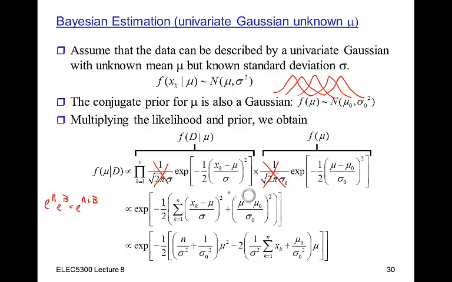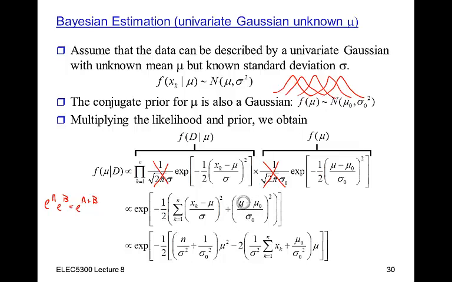Now when I expand this out, because I'm only interested in terms that contain mu, I don't have to worry about any of the terms that contain xk squared or mu0 squared. I really only care about the mu squared and the linear terms in mu. So when I multiply this one out, I get a minus 1/2, and then a plus mu squared divided by sigma squared. Because I sum over n of them, but they don't depend on k, I get n mu squared divided by sigma squared.